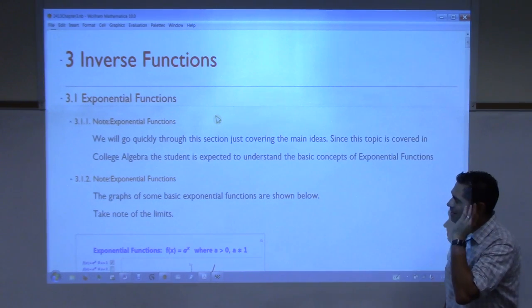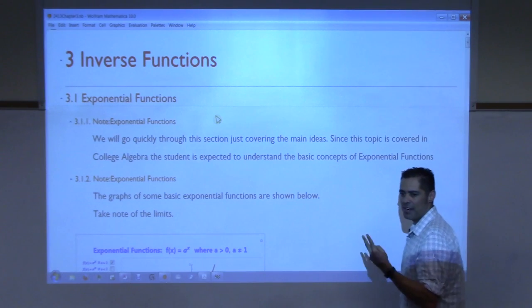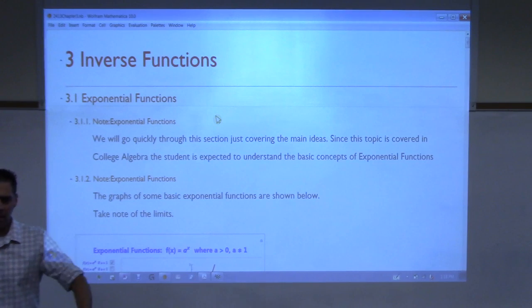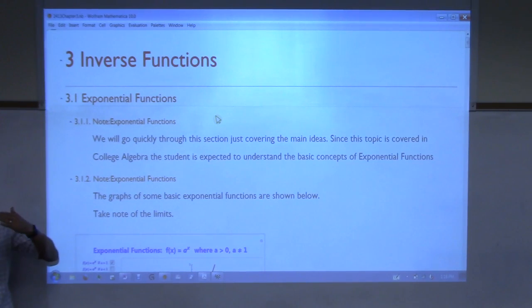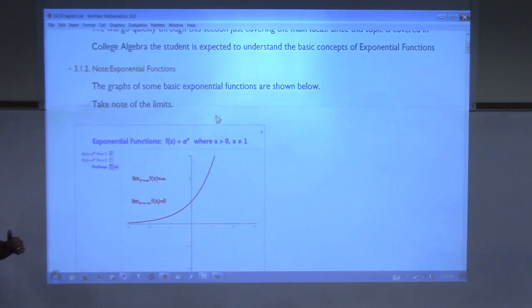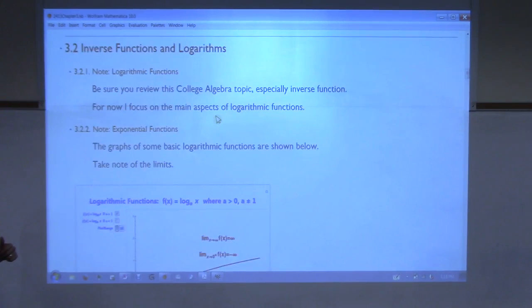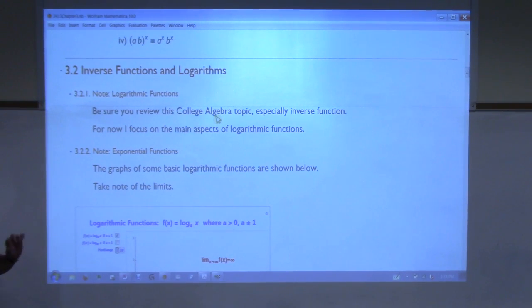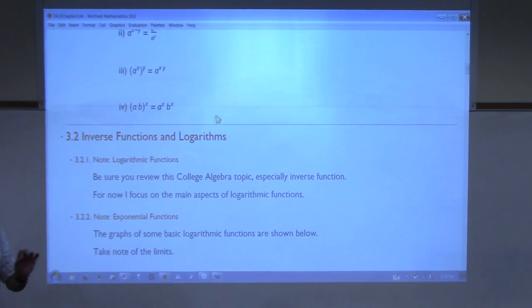All right, so the first two sections of this chapter I'm not going to go through. In other words, I'm not assigning homework out of it. I'm not going to lecture over it. And the reason is because it is exponential functions, which was covered in college algebra. And then the next section after that, 3.2, is inverse functions and logarithms, which were also covered in college algebra. But these two sections are in this book as a reminder of the things that we learned in college algebra. I will point things out though, okay?